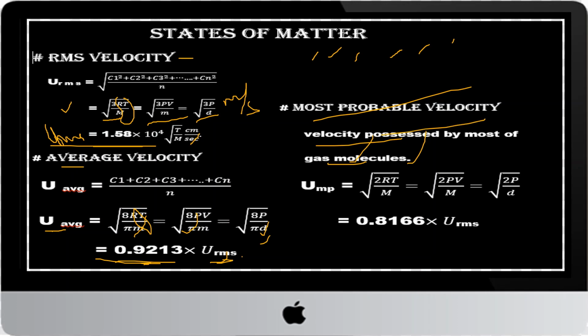Simply using that, UMP equals root over 2RT by m, or 2PV by m, or 2P by d. This is also 0.8166 times the RMS velocity. Similarly, we can find the most probable velocity by giving the RMS velocity.